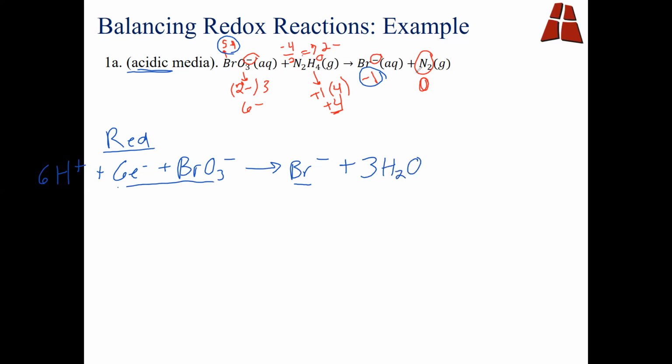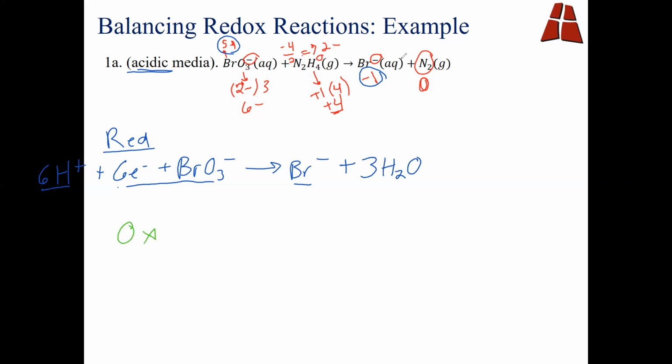We can double check our hydrogens. If we have 3 waters, that would be 6 hydrogens on our product side, 6 hydrogens on our reactant side. So our reduction half reaction should be balanced. We also then need to do our oxidation half reaction.